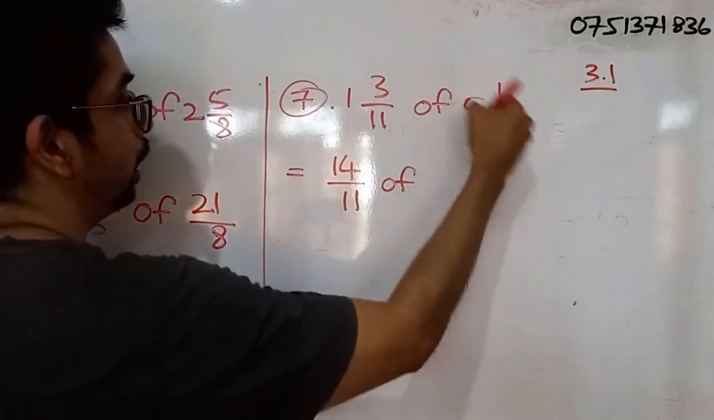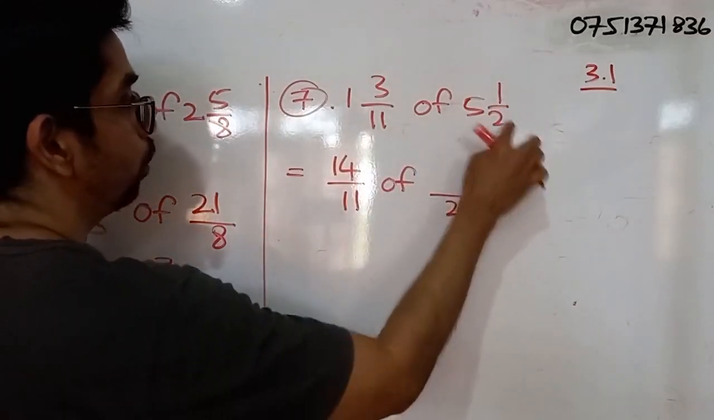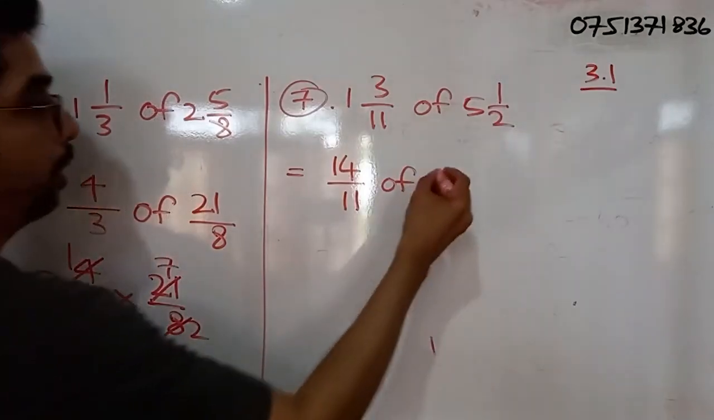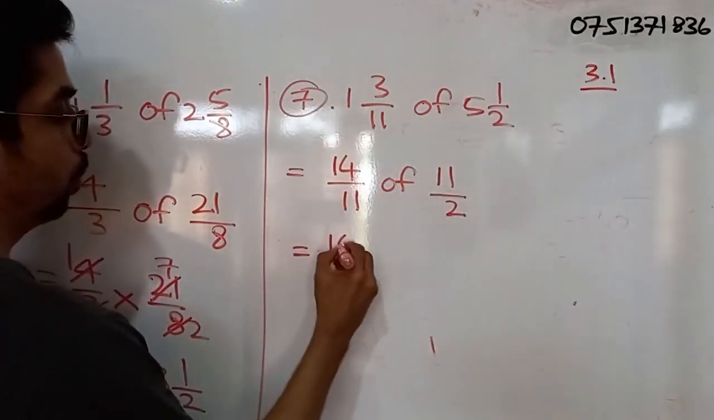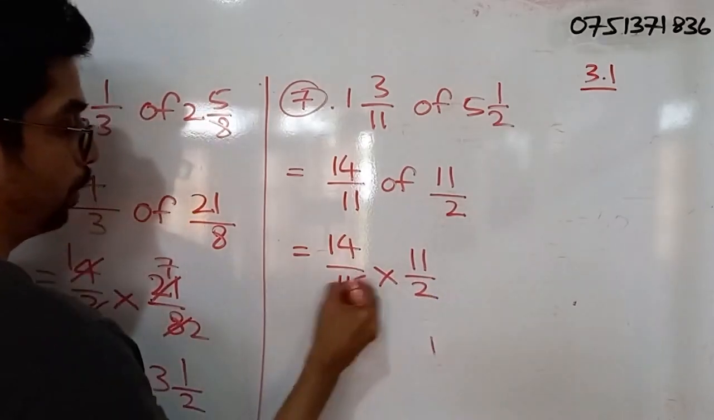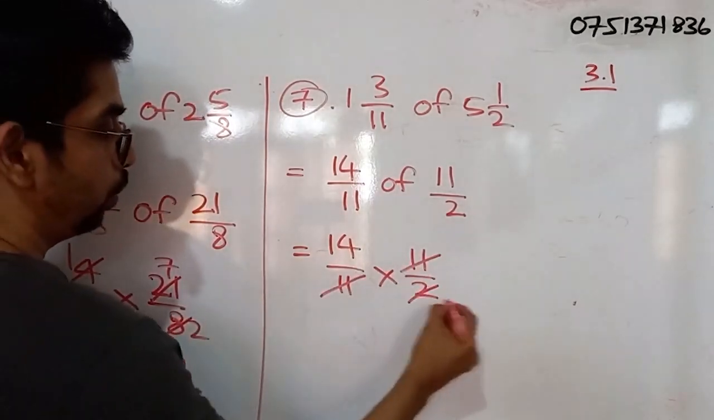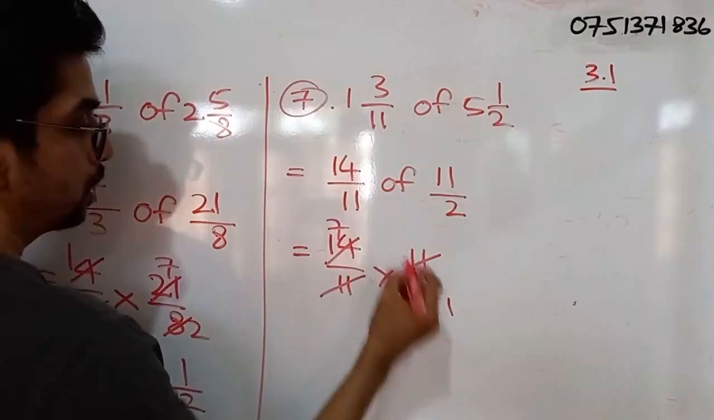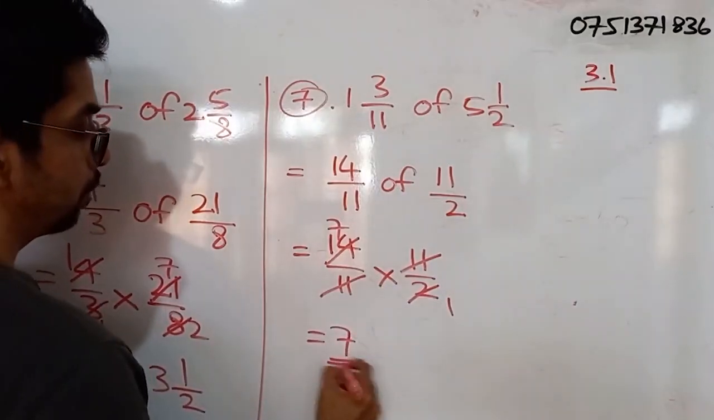Here the denominator is 2. 2 times 5, that is 10. Add a 1, it becomes 11. So 14 by 11 into 11 by 2. So we can cancel out the 11s. 2 times 1 and 2 times 7. So here the answer is 7.